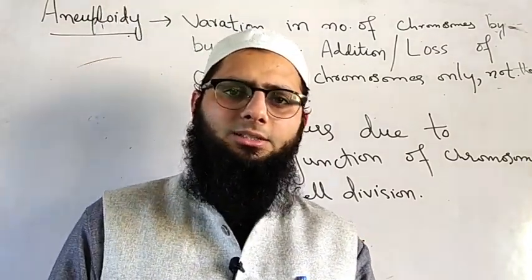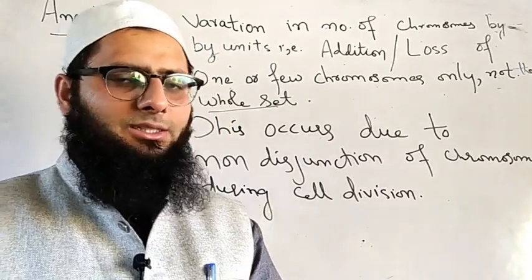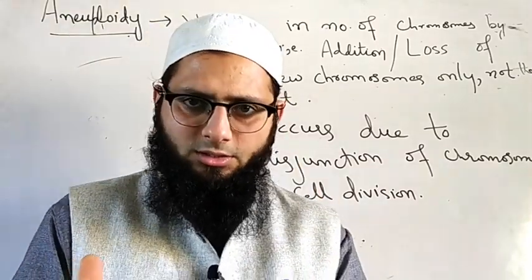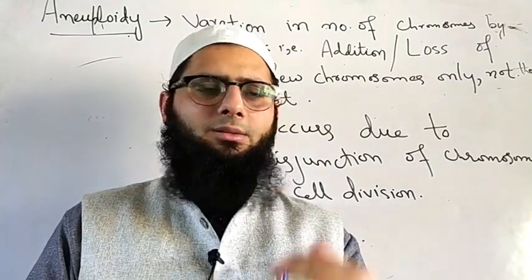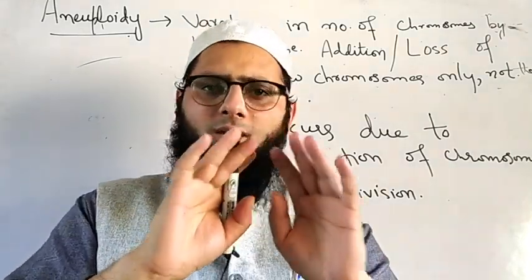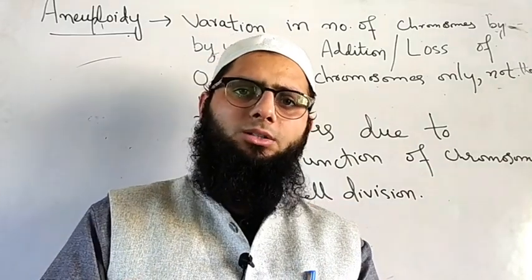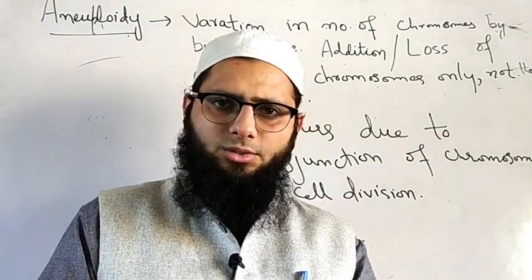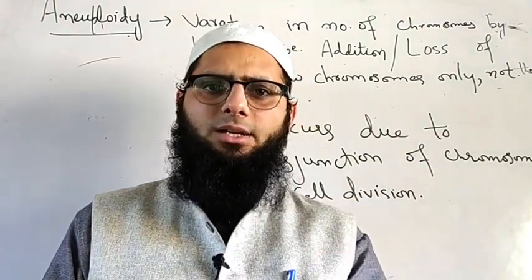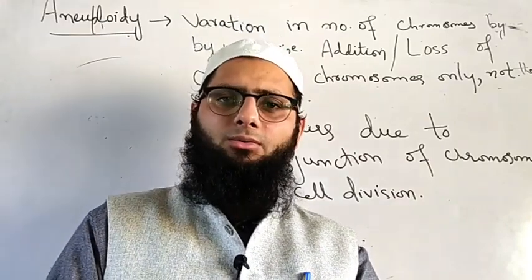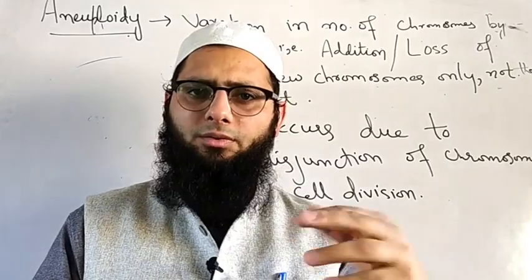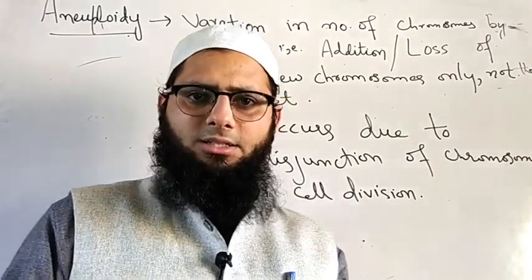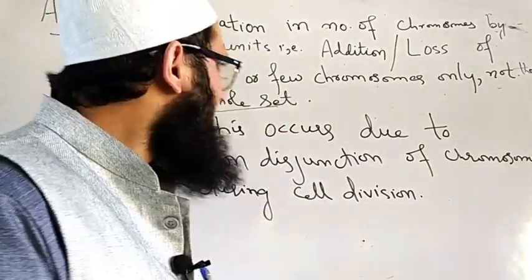Aneuploidy means when there is variation or change in chromosome number by units only. Just a few chromosomes are added or lost. However, in the case of Hypoploidy, the entire chromosomal set is lost or added, mostly added, right? That we call Hypoploidy. There is the addition of one complete set. The entire genome is added. We will take that inshallah in the coming videos.